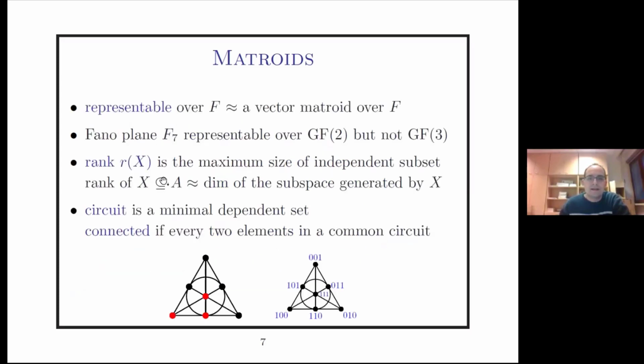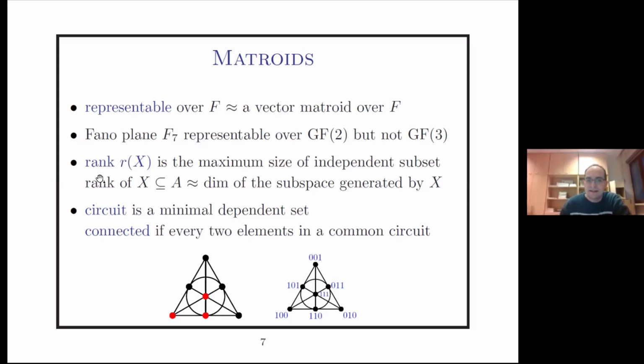So here I put some examples. For example, the Fano plane, which is actually a design, but can be viewed as a matroid with 7 elements represented over GF(2) with this particular representation. And it's an example of a matroid that is representable over some field, namely the binary field, but it's actually not representable over the 3-element field.